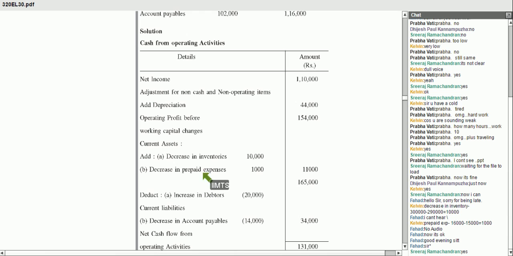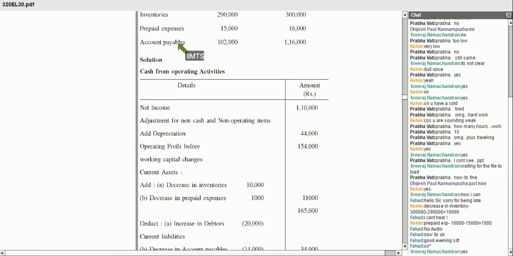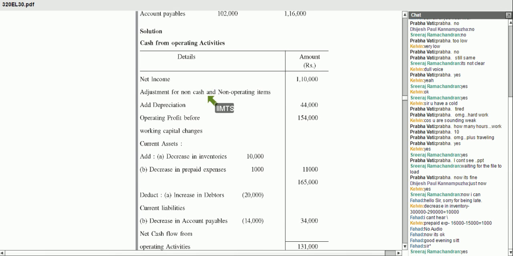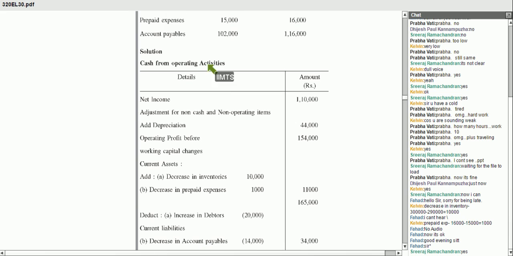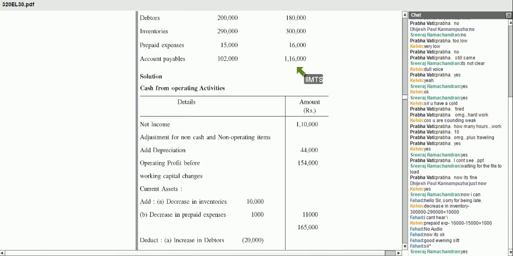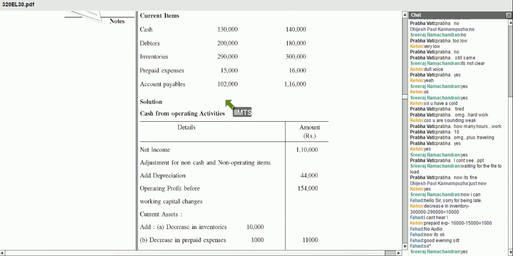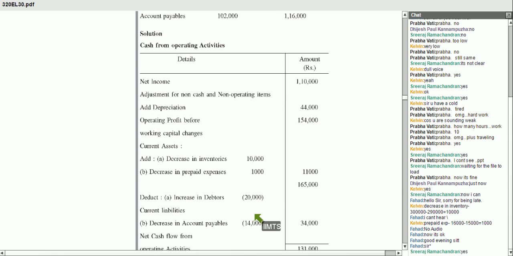See, debtors, prepaid expense, inventories, all things are given over here. This is given in the question, right? So increase in debtors is 20,000, decrease in account payables. Account payable at the beginning of the year was 1,16,000 and at the end it is 1,02,000. So there is a decrease of 14,000. So on adding them up we get 20 plus 14 is 34,000.